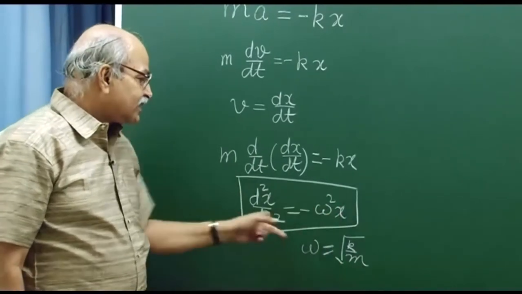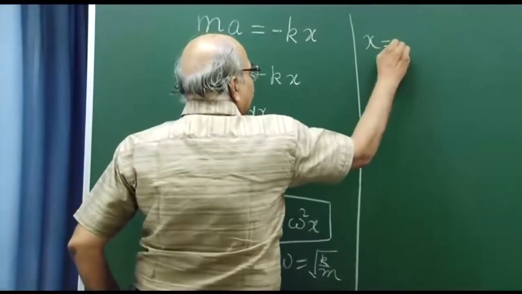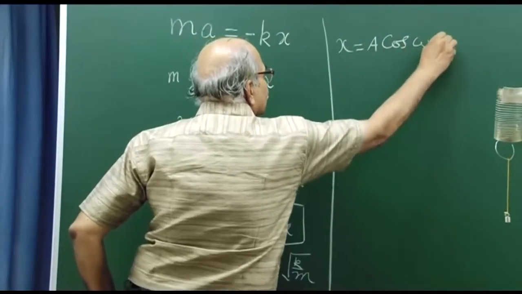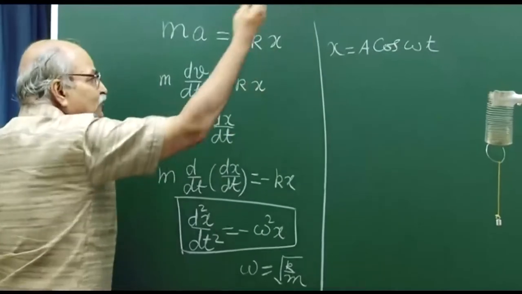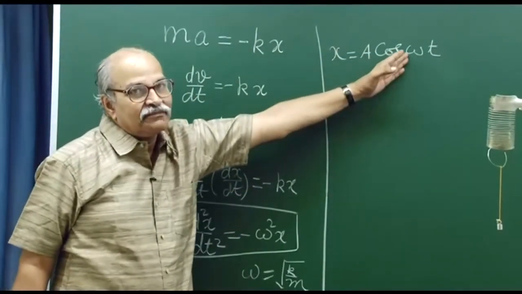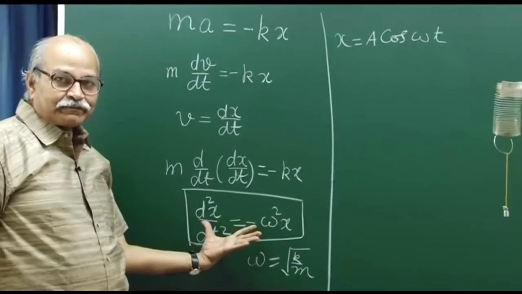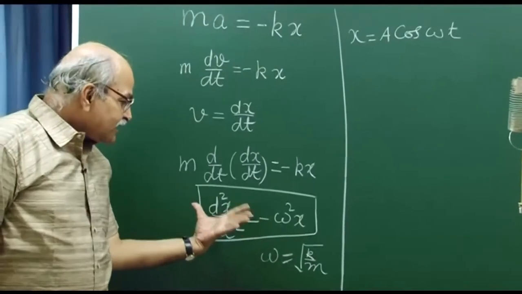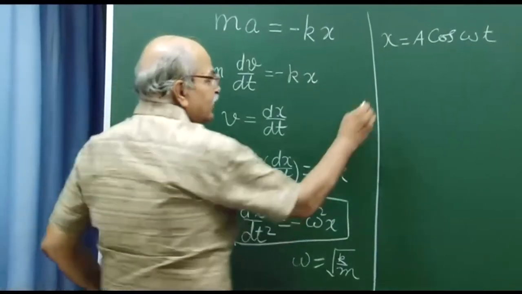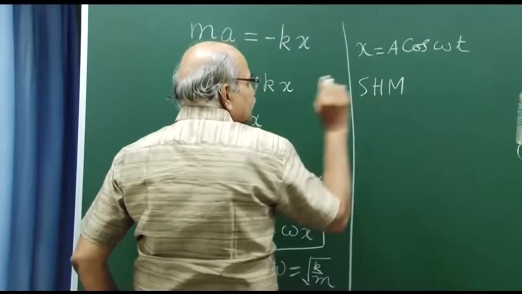And you can write this x from here. In this situation, you can write this x as some constant times cosine of omega t, or omega t plus phi, or sine omega t. This kind of dependence of position on time will result if you have this basic equation. And if that is the case, this is known as simple harmonic motion, SHM.